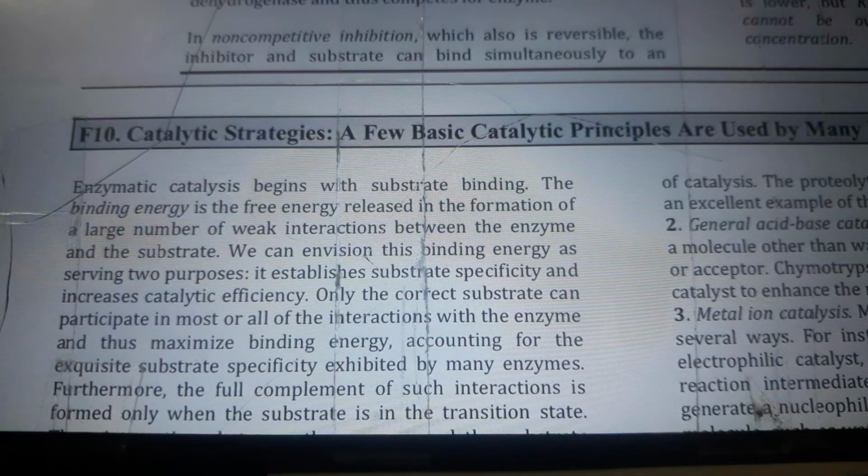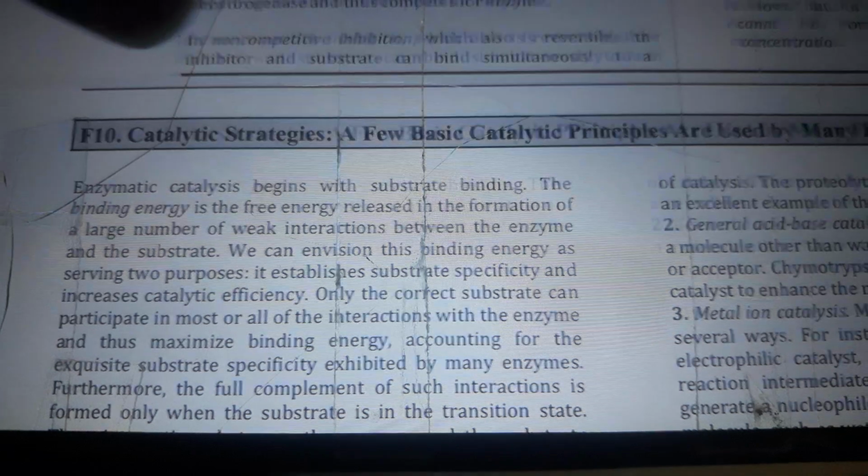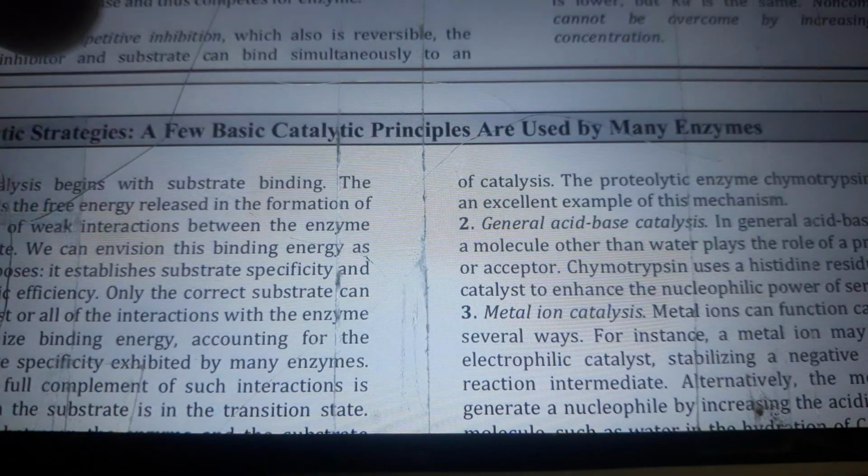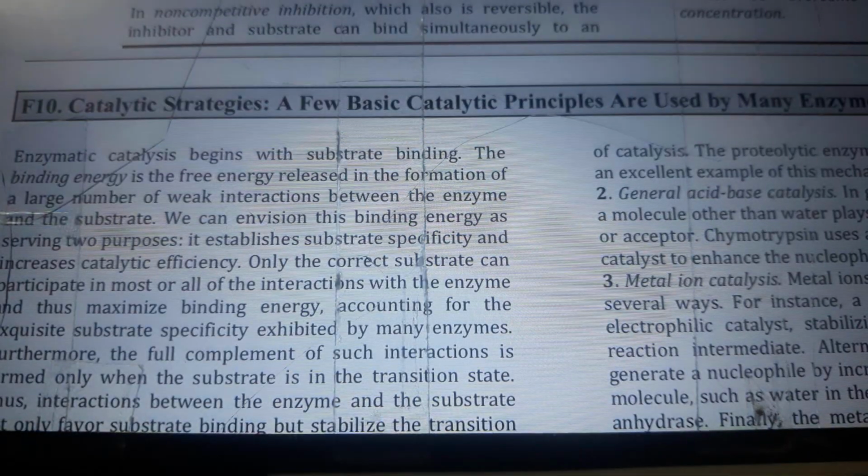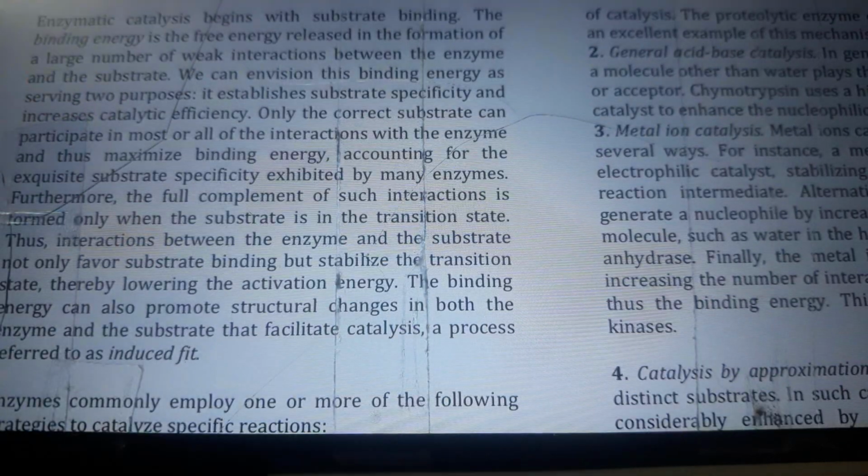Going on to the next topic, section F10, catalytic strategies. A few basic catalytic principles are used by many enzymes. Enzymatic catalysis begins with substrate binding. The binding energy is the free energy released in the formation of a large number of weak interactions between the enzyme and the substrate. We can envision this binding energy as serving two purposes. It establishes substrate specificity and increases catalytic efficiency.